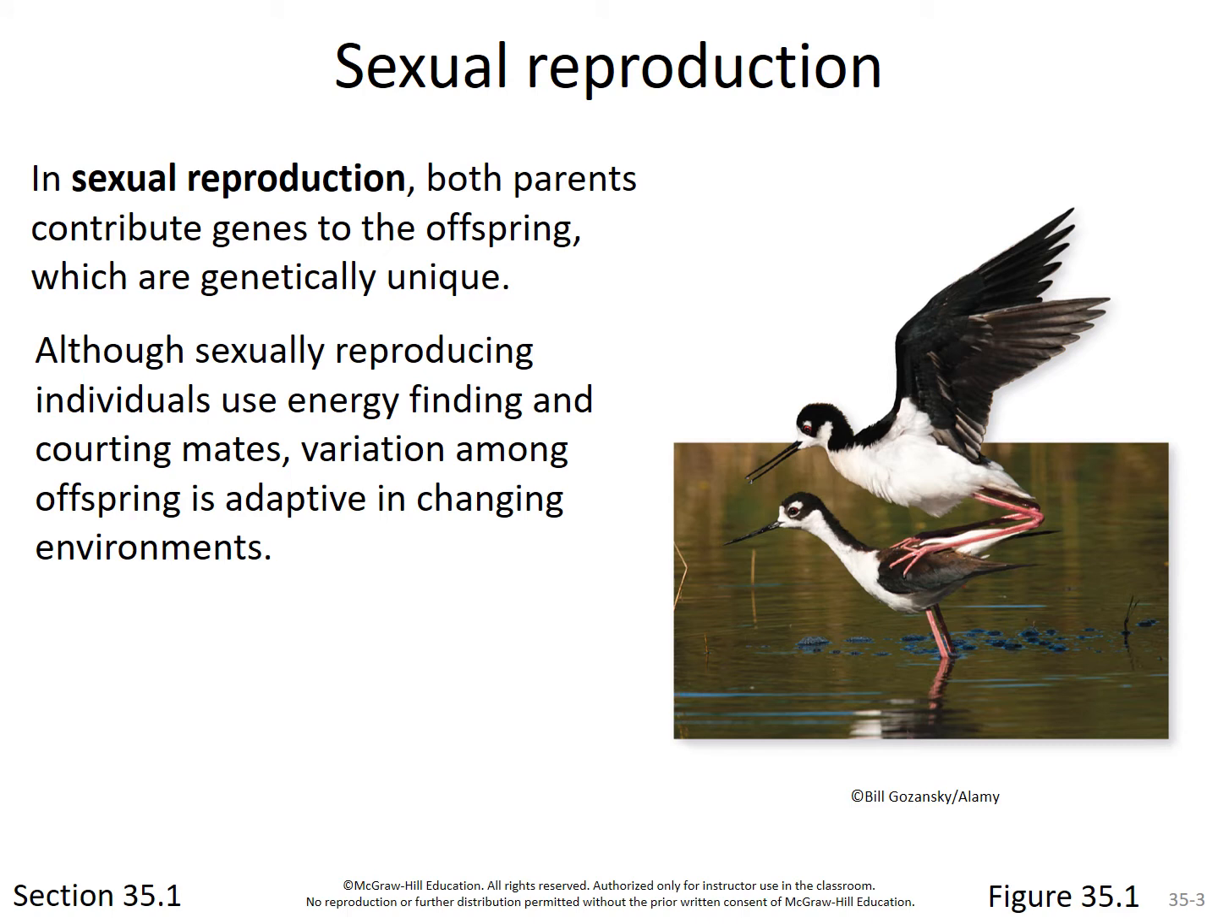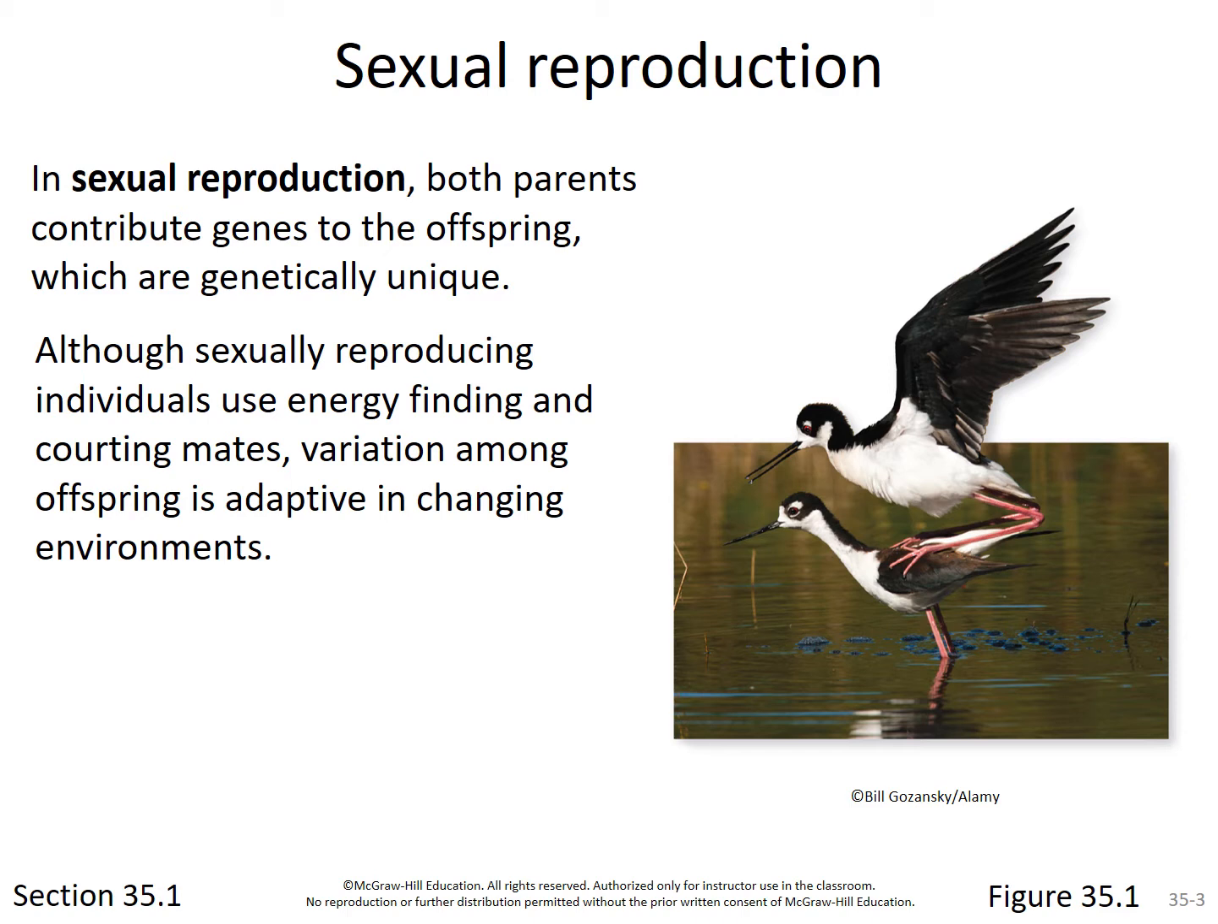In sexual reproduction, you have both parents contributing genes to the offspring, and the offspring are then genetically unique. So even though sexual reproduction expends a lot of energy both finding and courting mates, the variation among the offspring is really a good adaptation for changing environments.